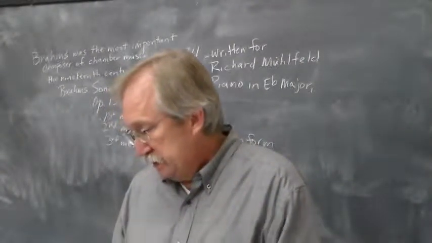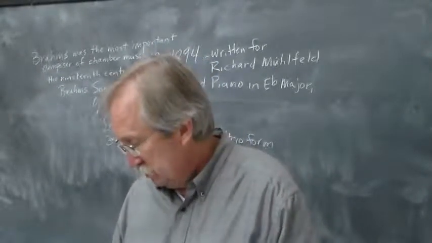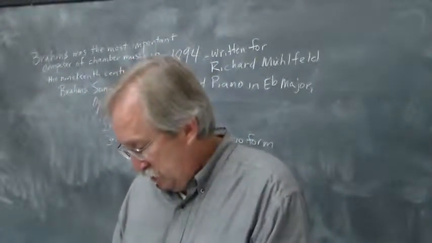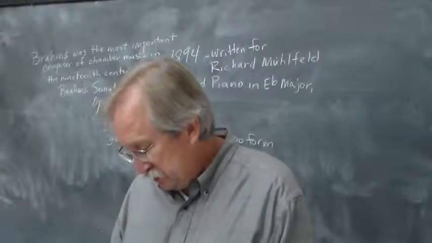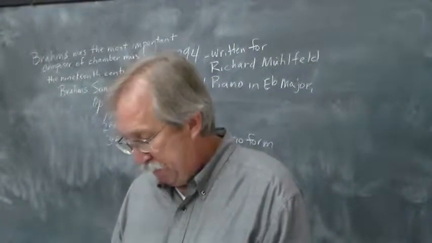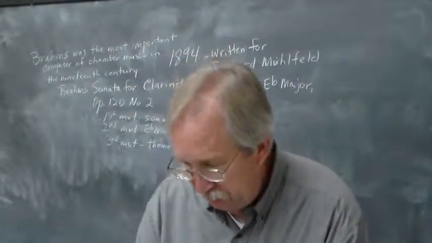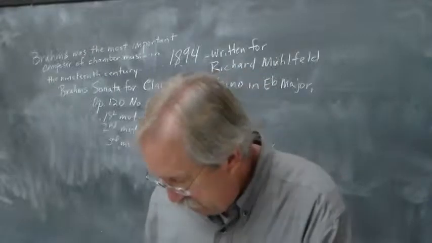The piano will be stated in the second system. And there is a hemiola passage that occurs at the bottom of the page. So that's a real typical rhythmic characteristic of Brahms.